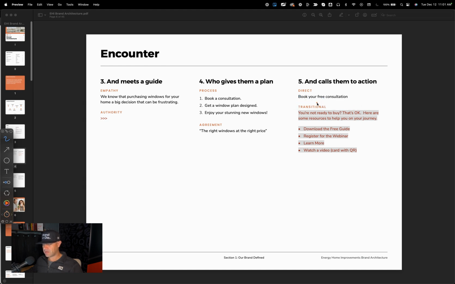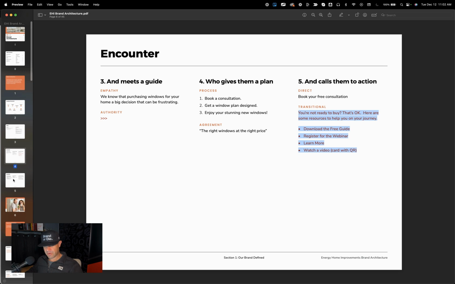There's just one main call to action, book a direct consultation. But in the future, we could offer things like free downloads, webinars, videos. There's all kinds of transitional calls to action that you can do. And recently, I've actually been dividing up these calls to action into the 3 different stages of the user's journey. That's been working pretty well.